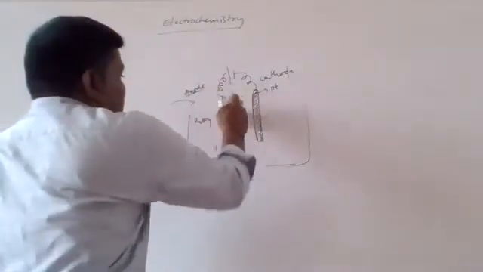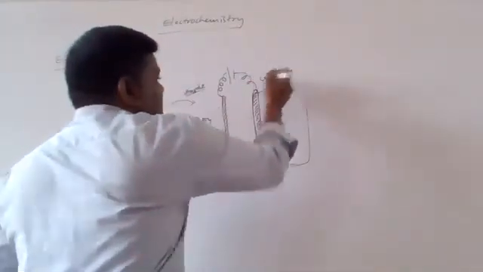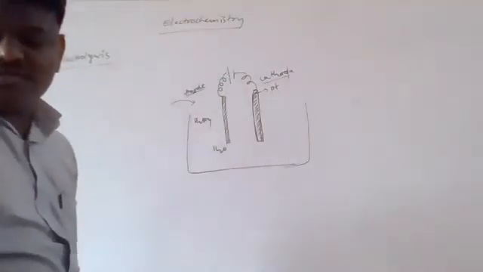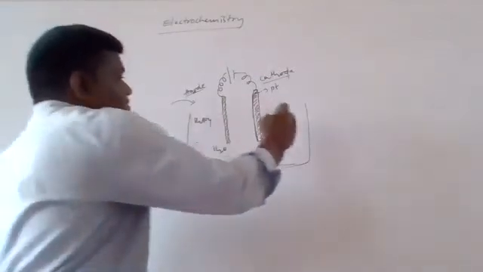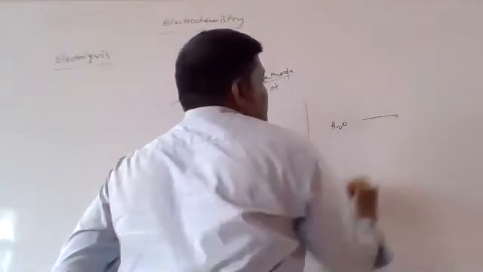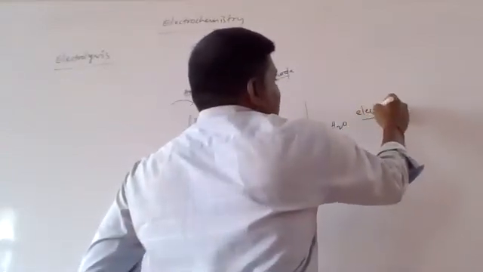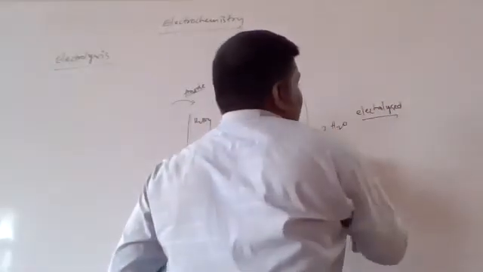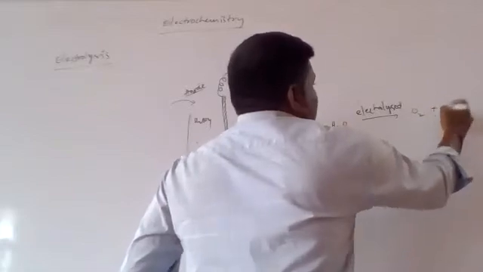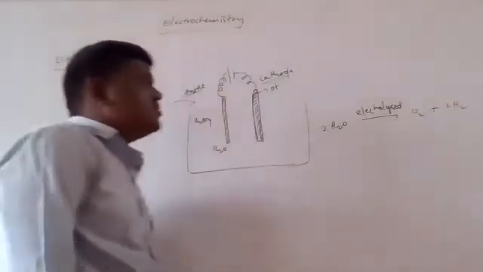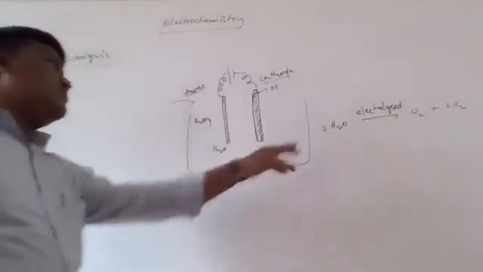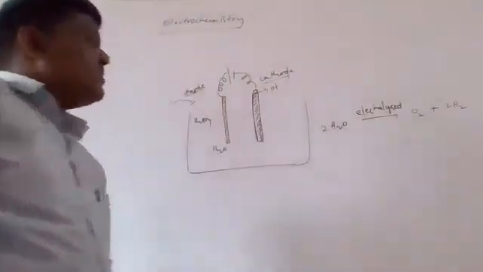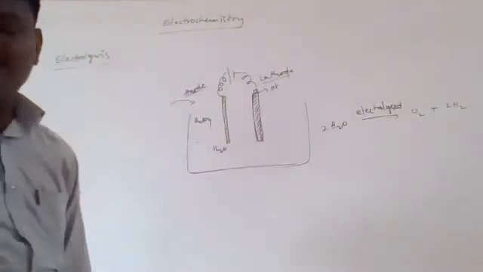This electrode behaves as the anode and this electrode behaves as the cathode. At the cathode, reduction will occur. At the anode, oxidation will occur. On electrolysis of water, H2O, by passing electricity, one mole of oxygen gas and two moles of hydrogen gas will be produced. If it is not one mole, then half a mole of oxygen and one mole of hydrogen gas will be produced. At the anode, oxygen gas will be liberated.